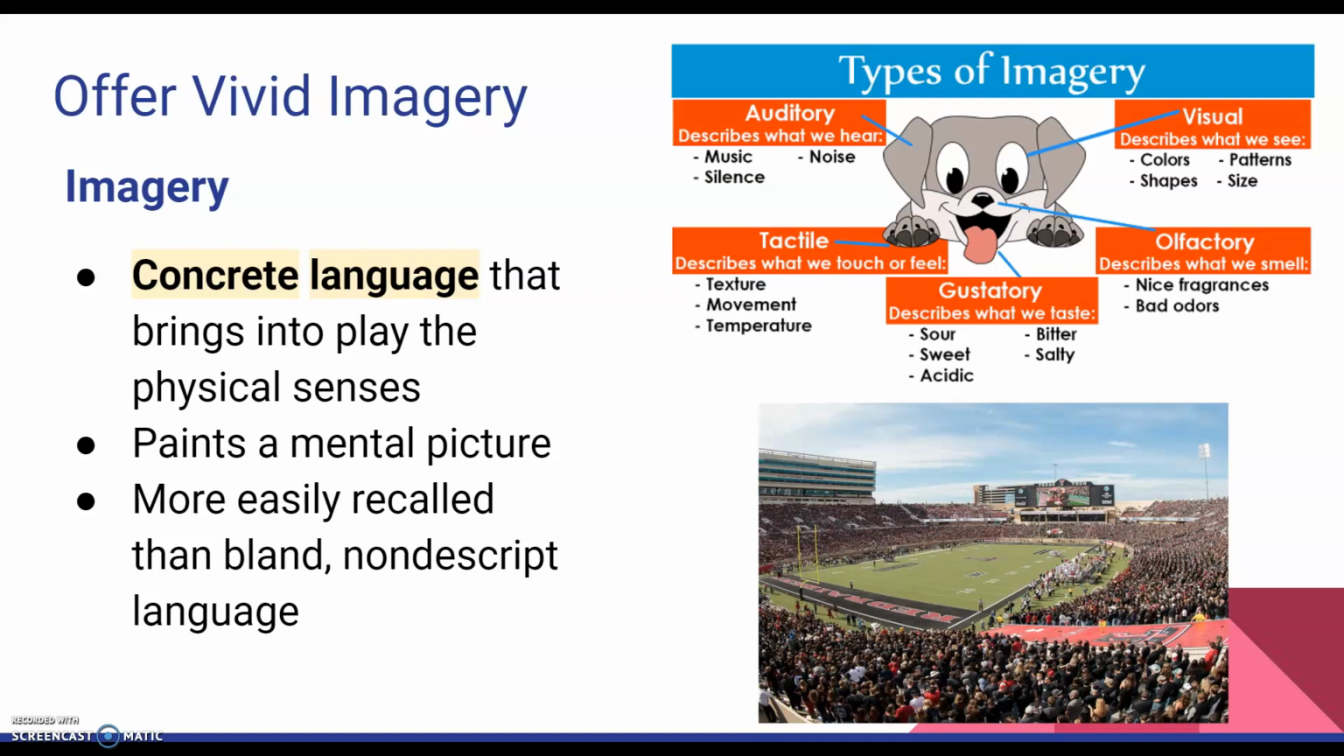Whenever we think of types of imagery, we think of auditory: music, silence, and noise. These are all things that you can physically hear, right? Or how about the visual? You can see colors, you can see patterns like the size of a shirt. You can tell the difference between a small and an extra large. You can see shapes and you can see size, all these different things, right?